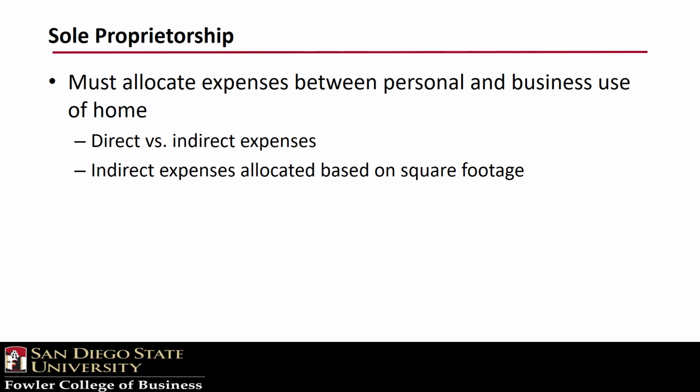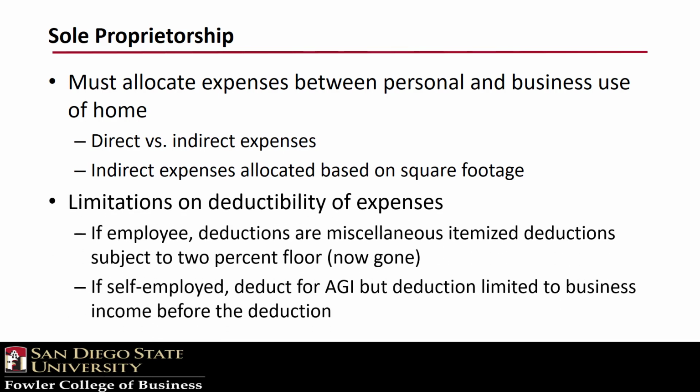Home office expenses are limited to the income of the business before the home office deduction. Like Code Section 179, the home office deduction cannot cause a tax loss for the business. Note that in the case of an employee claiming a home office deduction, since miscellaneous itemized deductions have been repealed, no such deduction is permitted any longer.